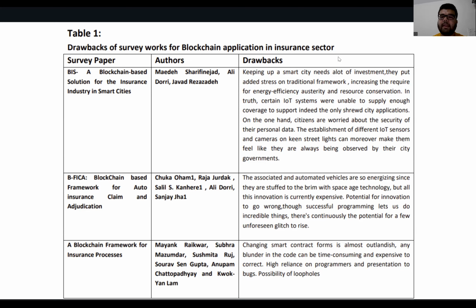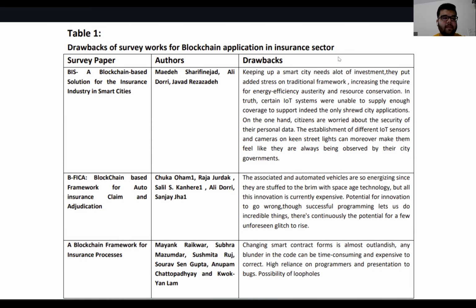In truth, certain IoT are unable to supply enough coverage to support even the simplest smart city applications. On the other hand, citizens are worried about the security of their personal data. The establishment of different IoT sensors and cameras on key streetlights can moreover make them feel like they are always being observed by the city governments.